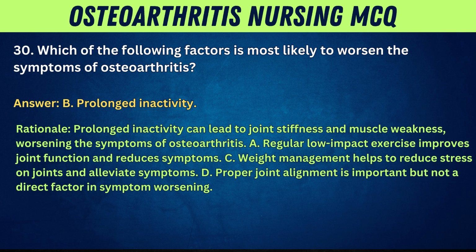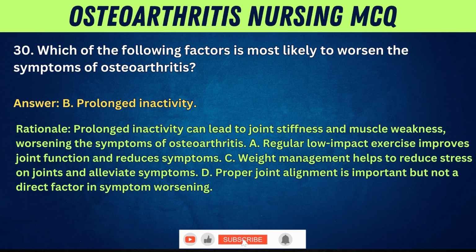A. Regular low-impact exercise improves joint function and reduces symptoms. C. Weight management helps to reduce stress on joints and alleviate symptoms. D. Proper joint alignment is important, but not a direct factor in symptom worsening.